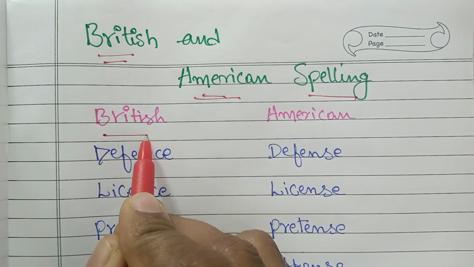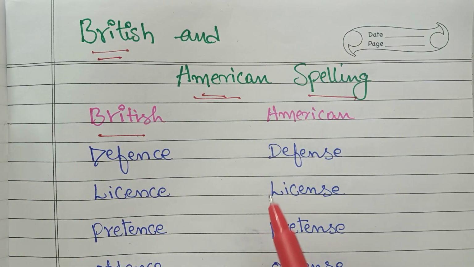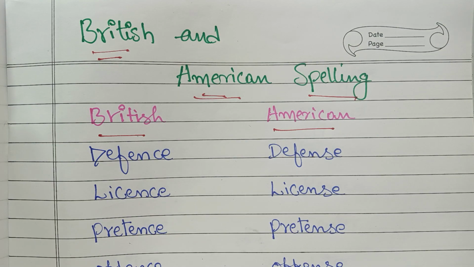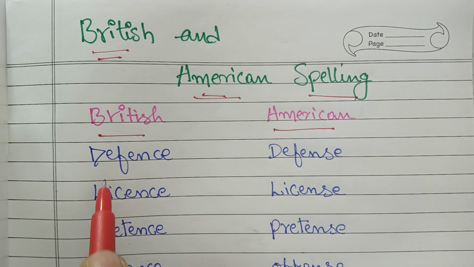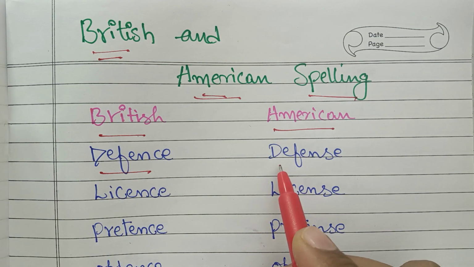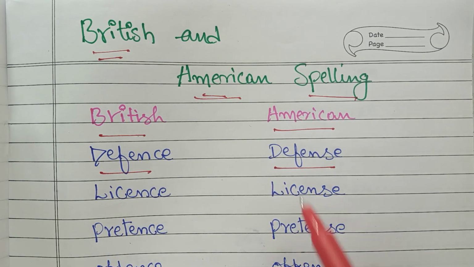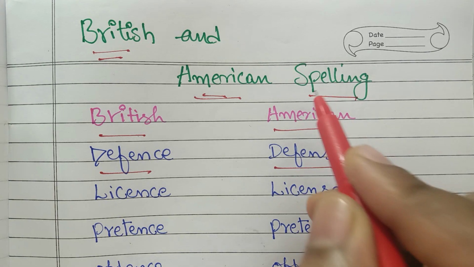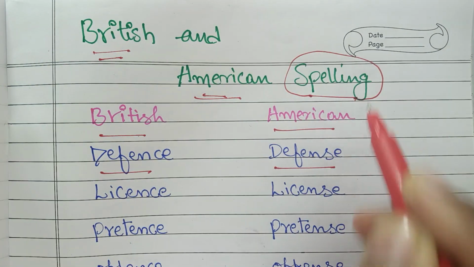Now see this left side, British words, and on the other hand, right side, the American words. See the very first one: defence in British, and in American it is defense. Understand one thing, dear friends: the way we pronounce them and the meaning are the same. But what is the difference? Only one difference, solely about the spelling.